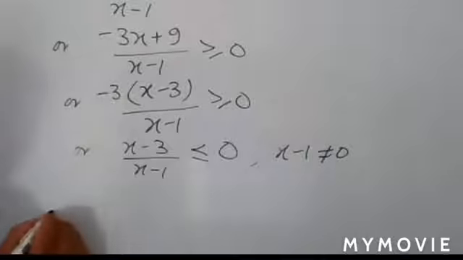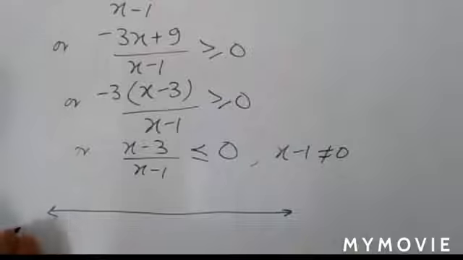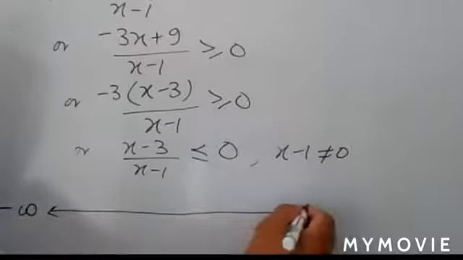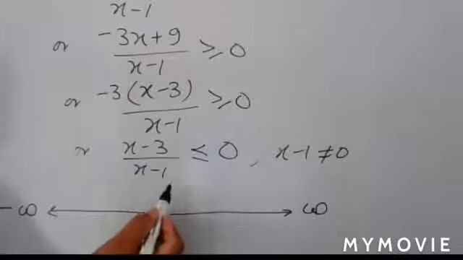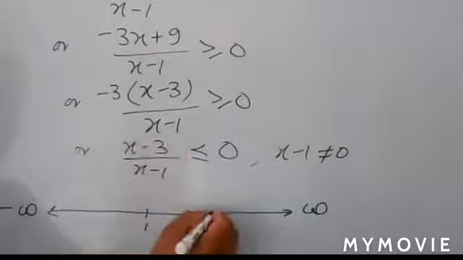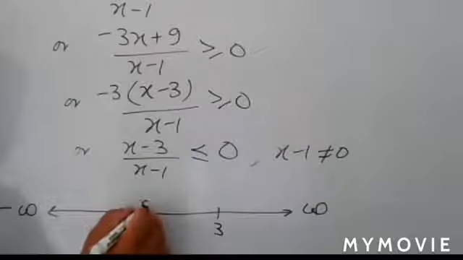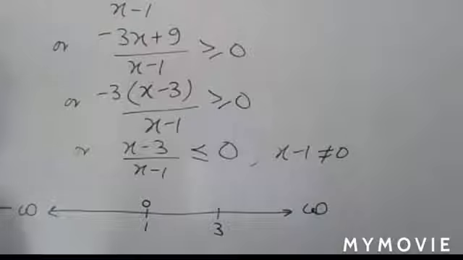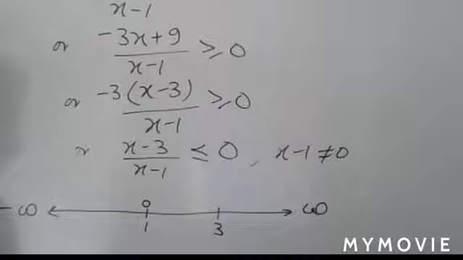But on plotting on the number line, you have to follow the rule. Here you have minus infinity, here you have infinity. Understand? Now taking the quantity equal to 0, from the denominator you have x = 1, and from the numerator you have x = 3. But the point 1 is not taken, because x - 1 is in the denominator. You have to keep that in mind.